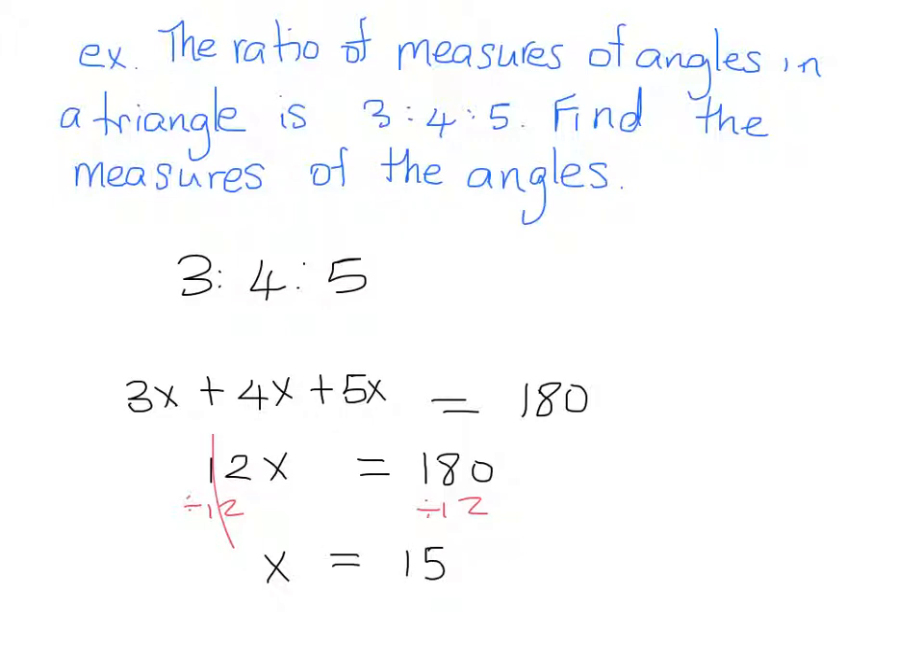However, that is not the answer, because that's not what the question is asking for. The question is asking for the measures of the angles. Remember that the measures of our angles are 3x, 4x, and 5x. Now we know that x is 15, so one measure is 3 times 15, which is 45. Another measure is 4 times 15, which is 60. And the final measure is 5 times 15, which is, what is that?